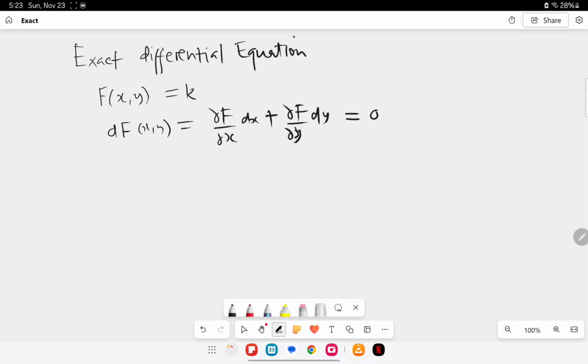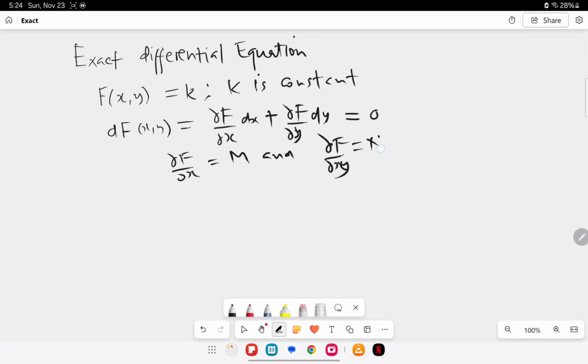total differential, and the right hand side is 0 because we know from the original function the value of a constant, the derivative of a constant, we know it is 0. Now if we decide to assign partial f partial x to be M, and partial f partial y to be equal to N, then our equation of total differential can be written as M dx plus N dy equals 0.